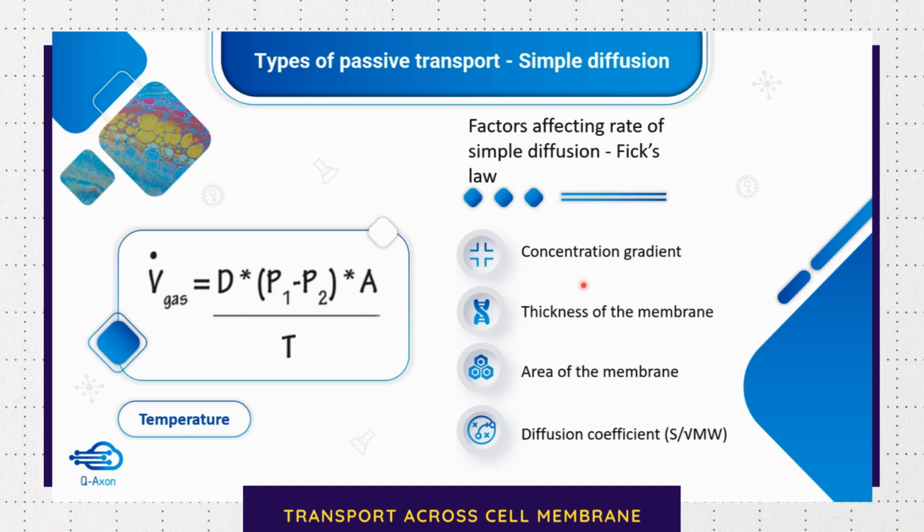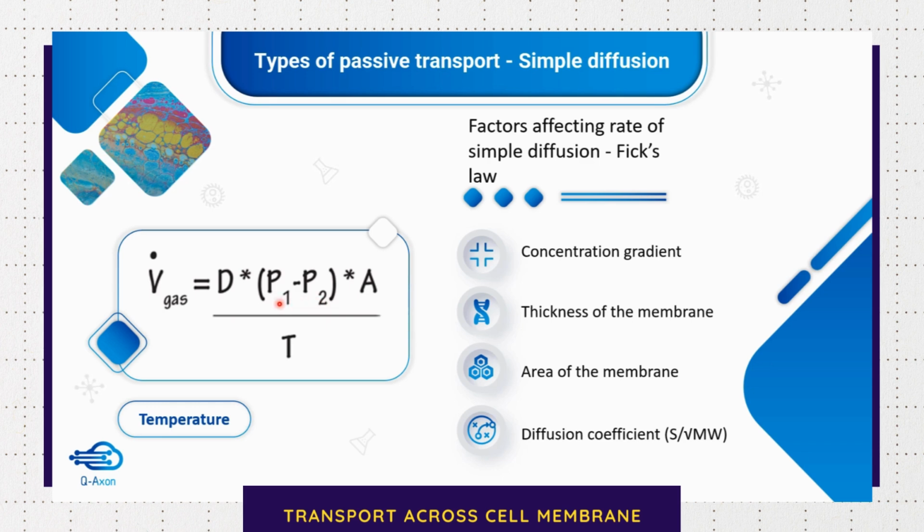So logically we can understand it by just considering what will be the factors which affect rate of simple diffusion. When we put it in an equation, it gives Fick's law, which in this case is given for a gas. So here this symbol denotes the rate of diffusion for the gas, which is equal to the diffusion coefficient of the substance, multiplied by the concentration gradient. So this is the difference in the partial pressure of the gases.